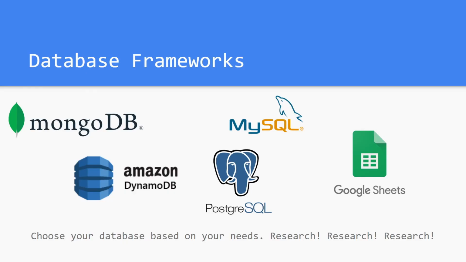There are several database frameworks that you can choose from when incorporating a database in your project, including MongoDB, DynamoDB, MySQL, PostgreSQL, and even Google Sheets. You have to choose your database based on your needs. Every single project that you create will have different needs. For example, I find MongoDB the easiest one to use. Amazon DynamoDB is probably one of the most secure NoSQL databases. So really research every database type, the small differences between them, and make your decision in the end because it's hard to change databases.